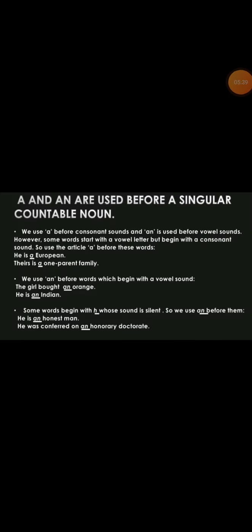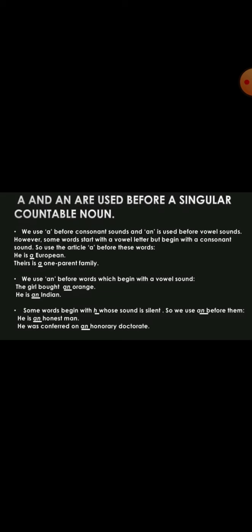Okay, now let's talk about a and an. They are indefinite articles. A and an are used before a singular countable noun. We use a before consonant sounds and an is used before vowel sounds. This is a basic rule, you all should know that. However, some words start with a vowel letter but begin with a consonant sound. So you have to be particular about the sound also.